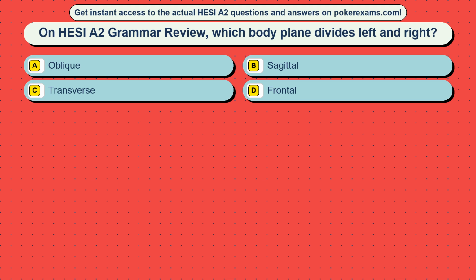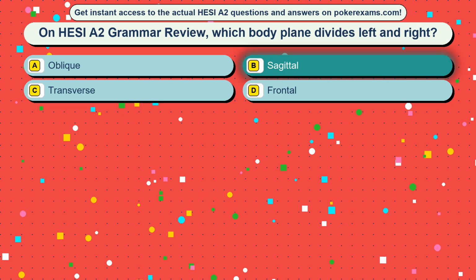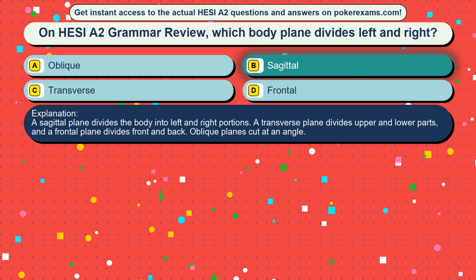Option A, oblique. Option B, sagittal. Option C, transverse. Option D, frontal. The correct answer is option B, sagittal. A sagittal plane divides the body into left and right portions. A transverse plane divides upper and lower parts, and a frontal plane divides front and back. Oblique planes cut at an angle.